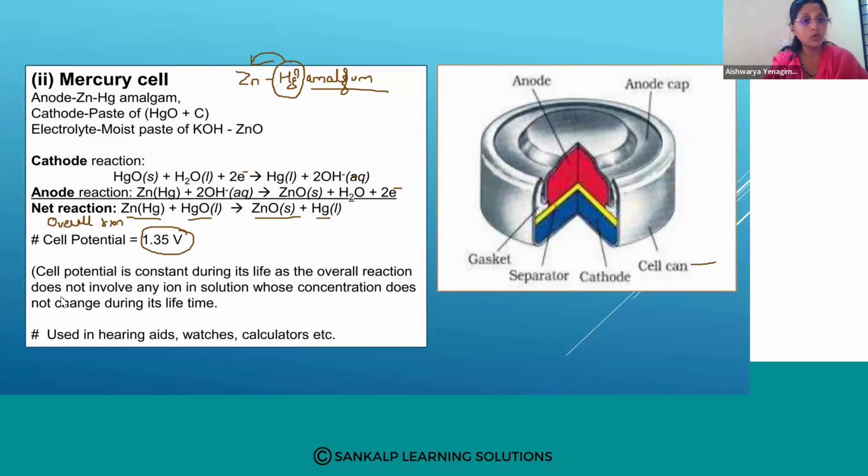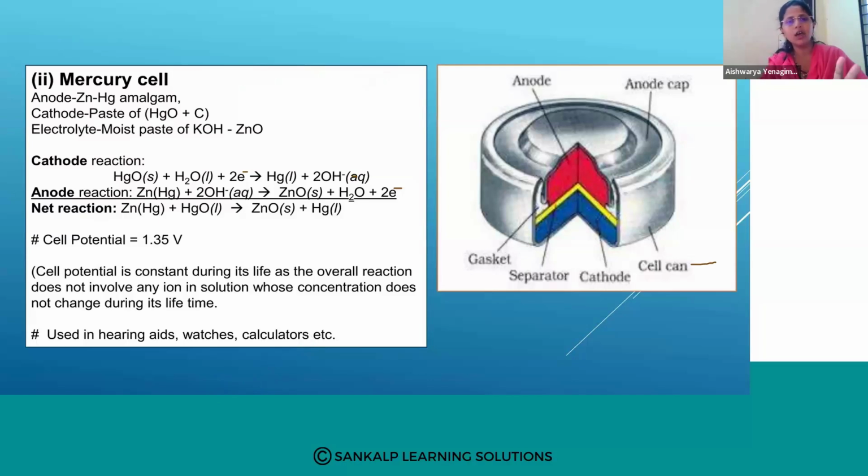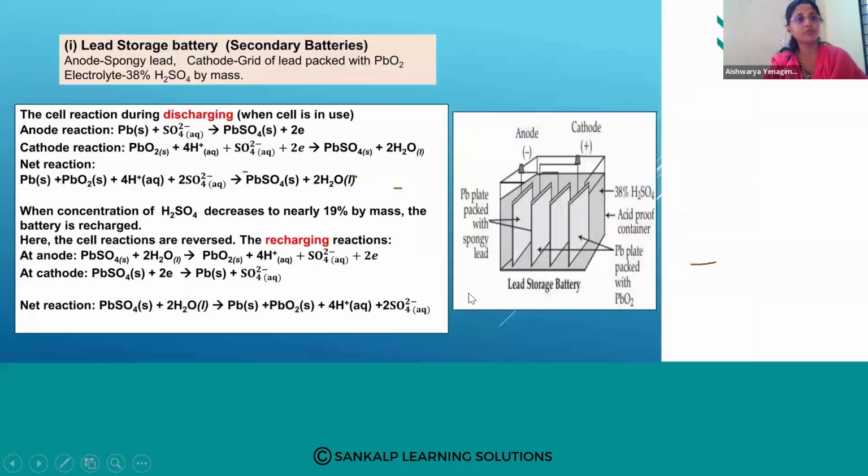So where is it being used? As soon as you look at the picture, you can tell where it is being used. Right? So it is being used in hearing aids, watches, calculators, etc. It is a round cell with a circular steel covering. Yes or no? We have seen it many times.